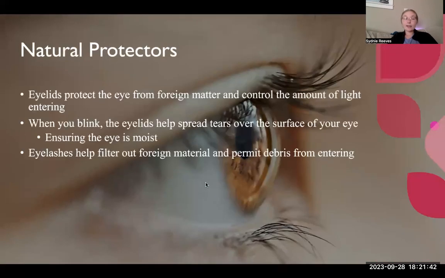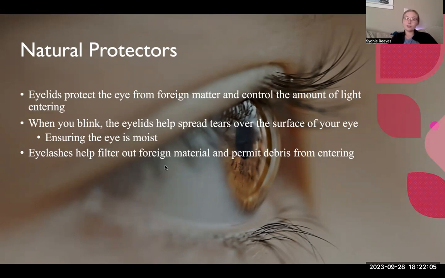So then the eye has some natural protectors. It's going to be the eyelids and the eyelashes. The eyelids help protect the eye from foreign matter and control the amount of light entering. And then when you blink, they work with the lacrimal ducts and spread tears over the surface to make sure the eye is moist and comfortable. Because when your eyes are dry, it's uncomfortable and itchy, and it's not a good time.